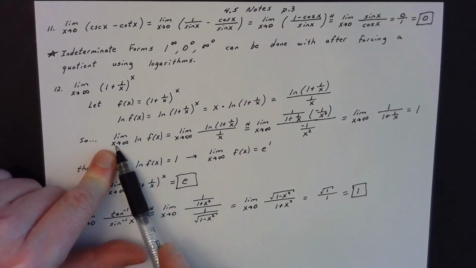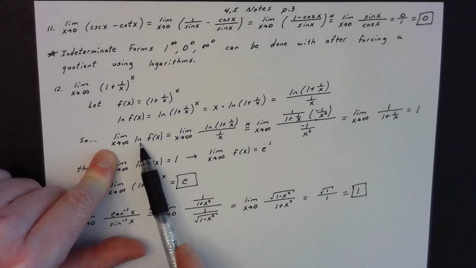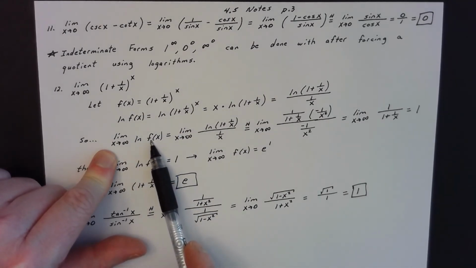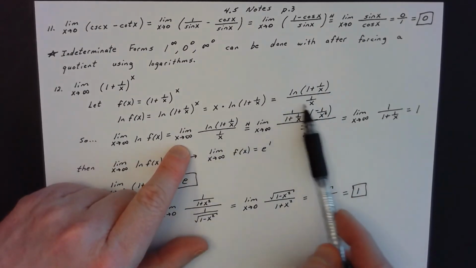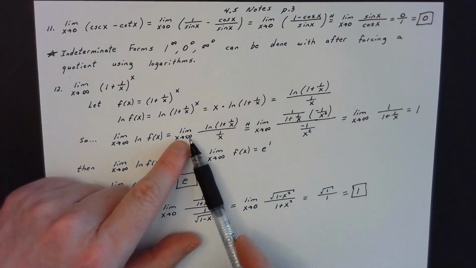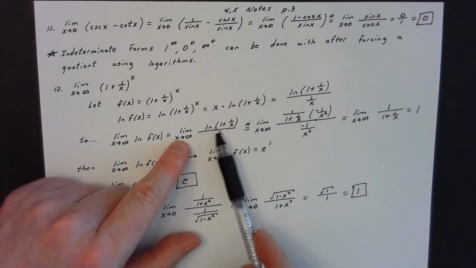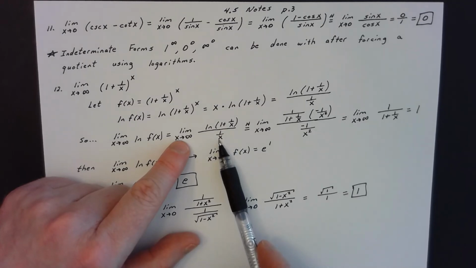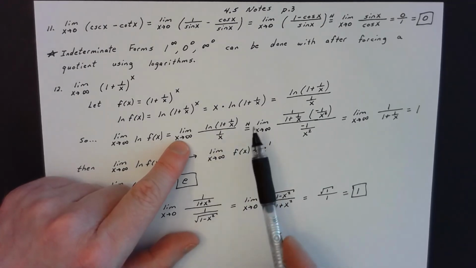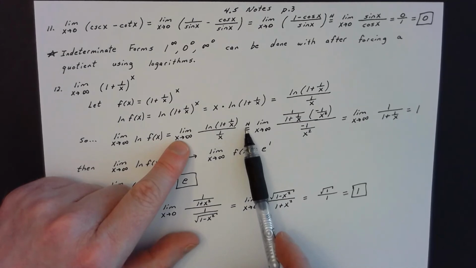I'll go ahead and find the limit as x approaches infinity of the natural log of f of x, and it's going to equal the limit as x approaches infinity of this expression. Clearly, when I try to plug in infinity, I'd get the natural log of 1, which is 0 in the numerator. 1 over infinity would give me a 0 in the denominator. So I use L'Hopital to try to simplify it out.